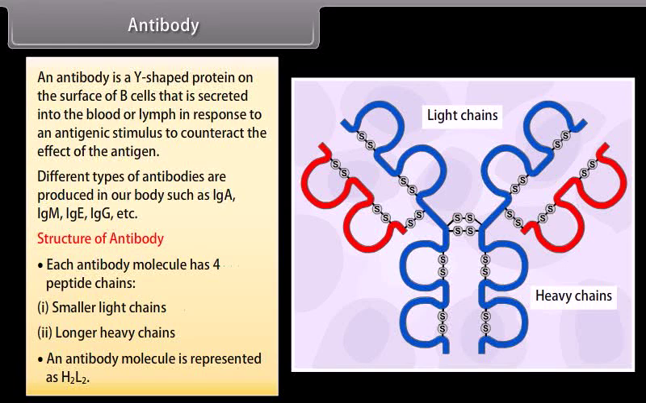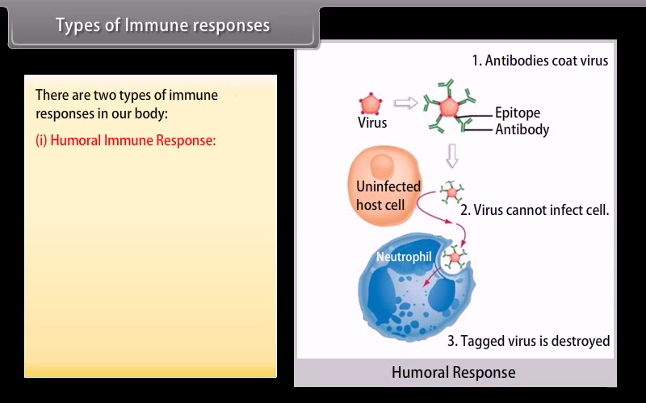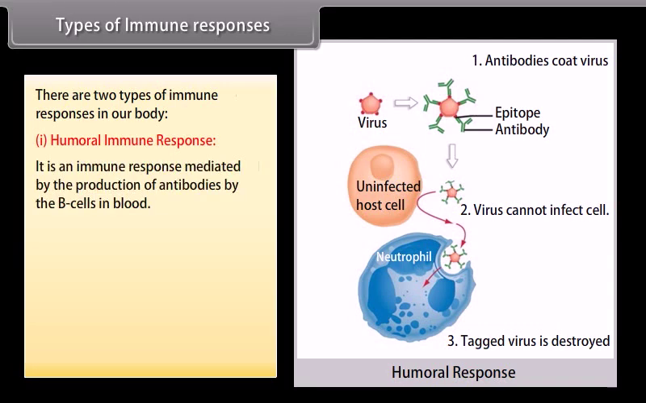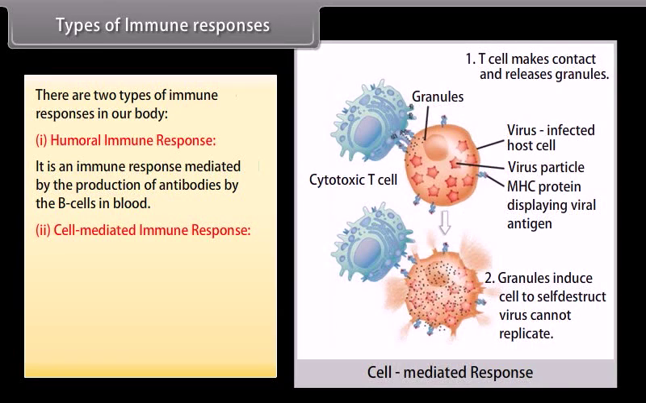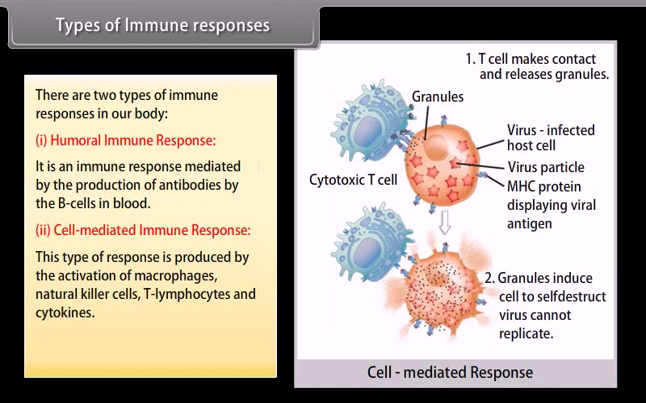Types of immune responses. There are two types of immune responses in our body. Humoral immune response. It is an immune response mediated by the production of antibodies by the B cells in blood. Cell-mediated immune response. This type of response is produced by the activation of macrophages, natural killer cells, T lymphocytes, and cytokines. This type of response is mediated by T lymphocytes.